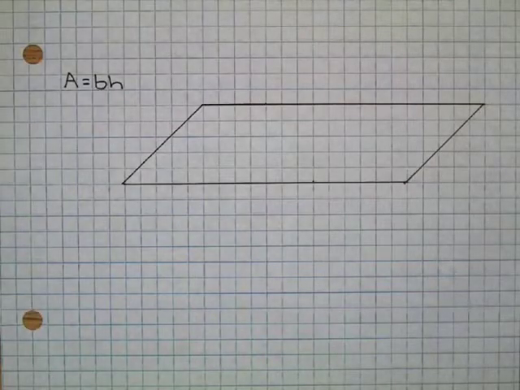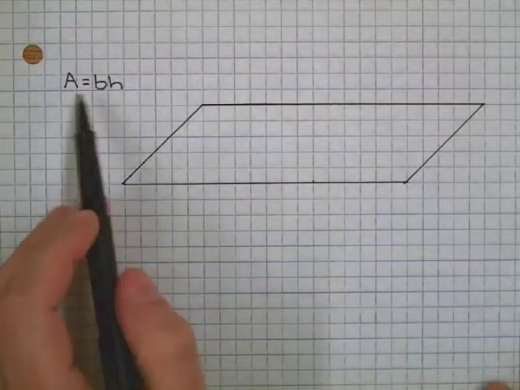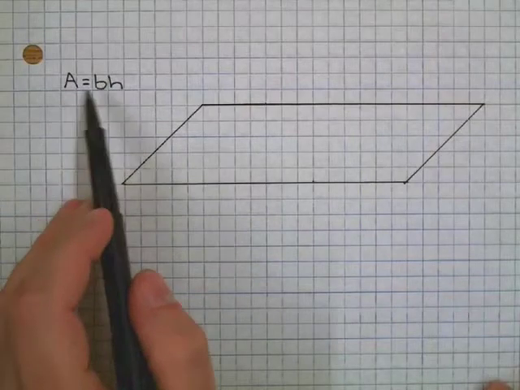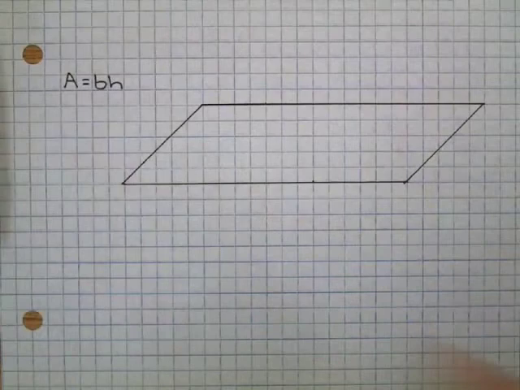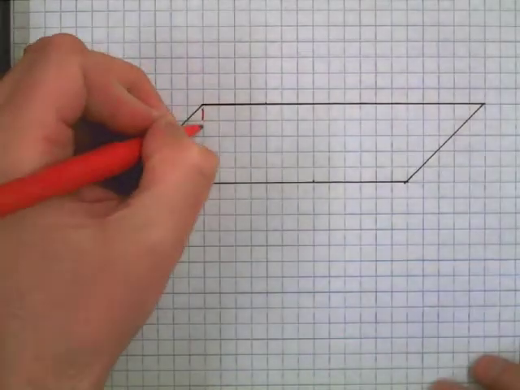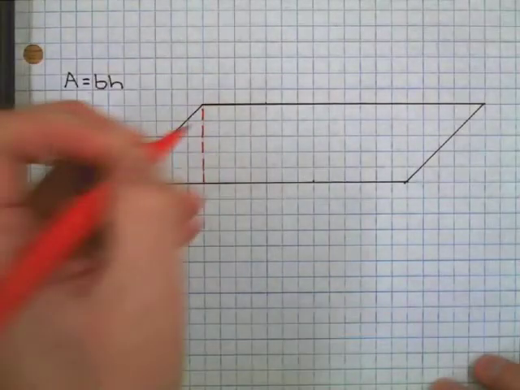Lesson 11-2, Example 3. Our objective here is to learn to find the area of a trapezoid. Well, here we have a parallelogram, and we know that area of a parallelogram is equal to base times the height, where we have the height here. Here is our height.